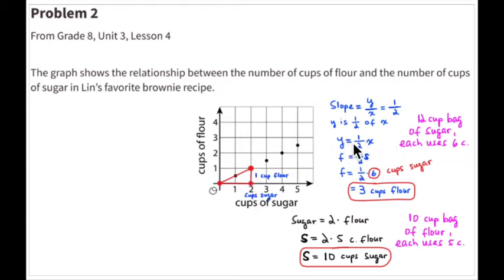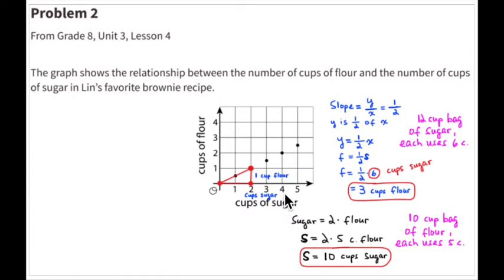So y equals 1/2 the number of units of x. So flour is equal to 1/2 the number of units of sugar. Flour right here is 1/2, so this is 1, is 1/2 the number of units of sugar. So this is 2. So the number of cups of flour is 1/2 the number of cups of sugar. So this is 2, and that's 1/2 of the number of cups of sugar, which is 4.